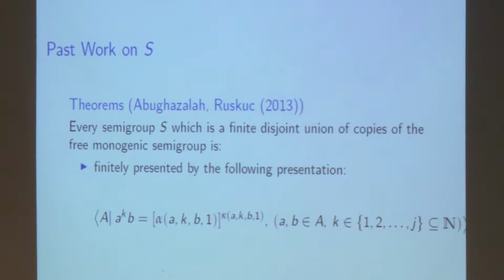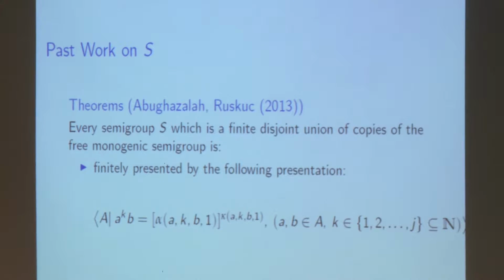In past work on these semigroups, we proved that this semigroup is finitely presented by this presentation, with a finite generating set and a finite number of relations. Don't worry about all these symbols. It's just a power of a generator. And we proved that, but it's a big presentation. It proves the theorems, but the problem is this presentation doesn't give me the classification of all these semigroups.